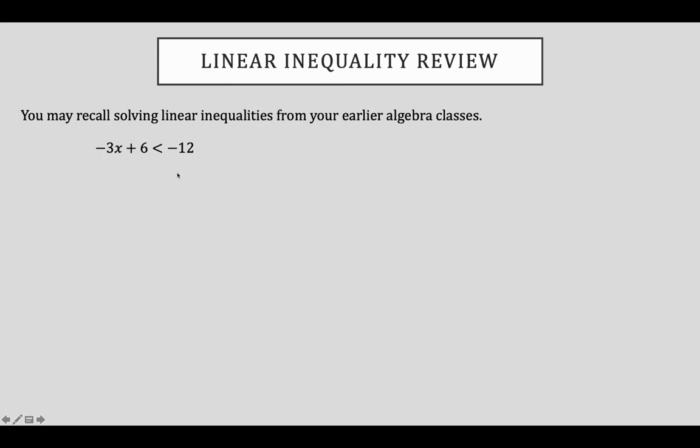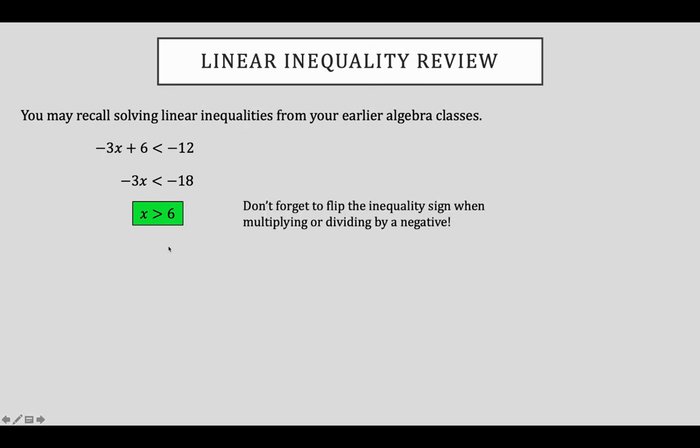How do we solve linear inequalities? Just like we would solve a linear equation, we need to try to isolate the variable x. In this case, we would start off by subtracting 6 from both sides, giving us negative 3x is less than negative 18, and then we would divide both sides by negative 3. Hopefully you also recall that when you multiply or divide by a negative value in an inequality, you must flip the inequality sign, leaving us with x is greater than 6 for our final answer. Don't forget to flip the inequality sign when multiplying or dividing by a negative.